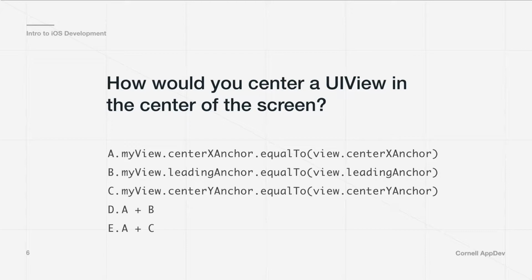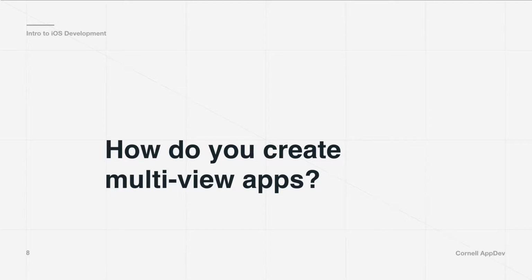Yeah, so A would do the center X position. That would center it horizontally on the screen. So you actually need one more. Yeah, E. So the answer is A and C. That's something that's a little annoying about auto layout. You have to do X and Y for the center position. Does that make sense? Cool. And now we're going to move on to today's content.